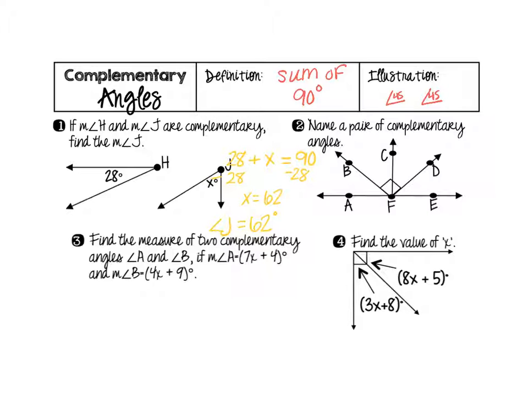Number 2 is just asking you to identify angles. Go ahead and try that one on your own. It wants complementary angles. Well, complementary angles have to add up to equal 90 degrees. So we're going to be looking at this right angle right here, and the two angles that make up that right angle are BFC and CFD.